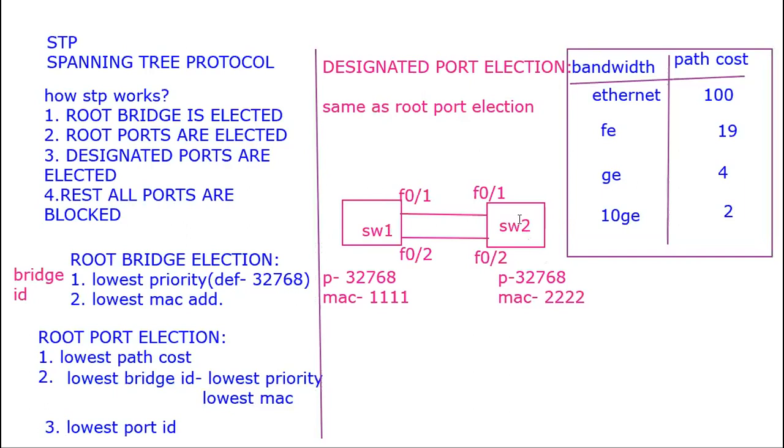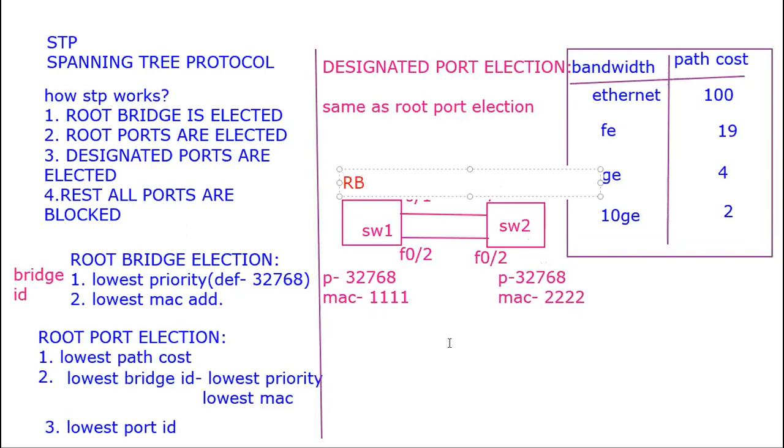Between switch 1 and switch 2, the priority is 32768, which is the default priority, and switch 2 also has the priority 32768. The default priority is set, which is the same for both. So in that case, it will look for the lowest MAC address. MAC address of switch 1 is 1111 and switch 2 is 2222. It's just simply the hexadecimal digits. It looks for the lowest one. So switch 1 in this case will become root bridge.